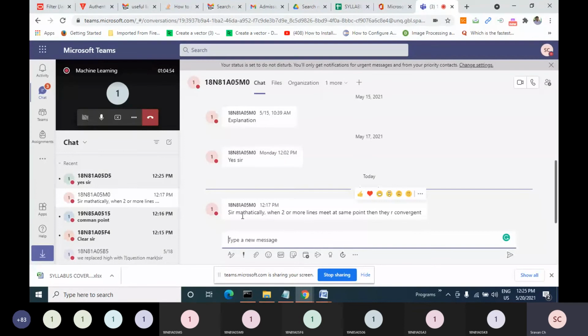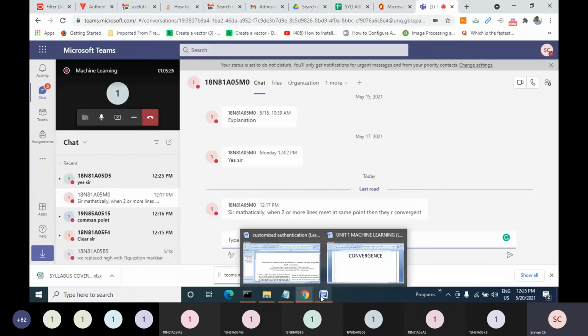There was one point made by M naught. Mathematically, when two or more lines meet at the same point, then they are convergent. Yes, absolutely. Now, the same thing we are also saying. Suppose you represent my expected value and actual value as two lines, at some point they have to meet. When they meet, we say there is no error. I'll just show you that. That's not a problem.